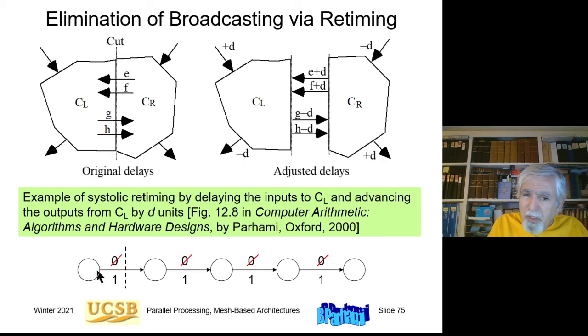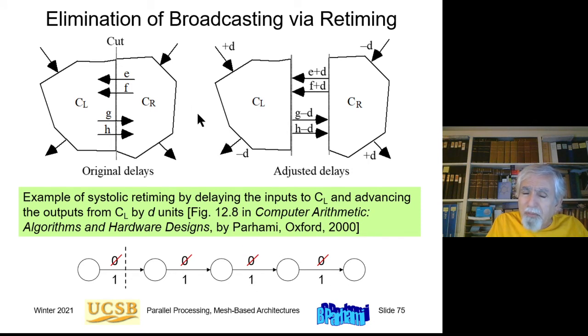so that this one basically sends its value to this one in the first cycle. That value proceeds to the next one in the next cycle, and so on. So eventually all the nodes will receive this value, but not simultaneously. So there's no broadcasting. And this is basically done through what is known as retiming. You can always eliminate broadcasting and replace 0 delays on your charts with non-zero delays by retiming.